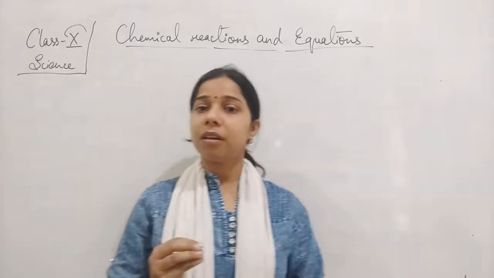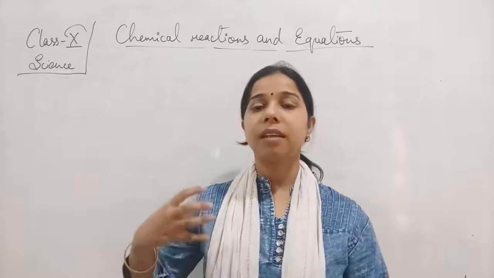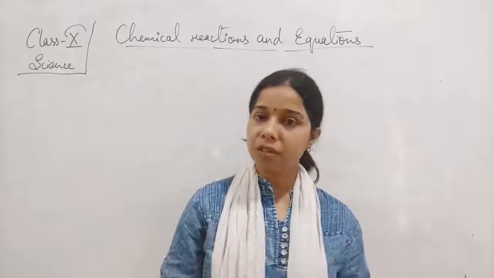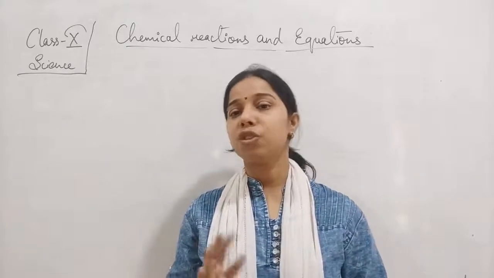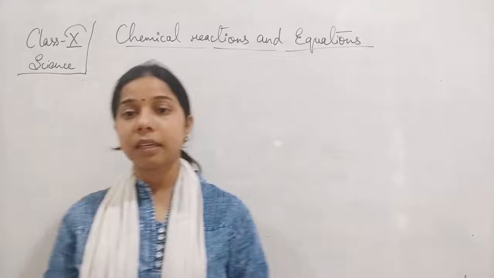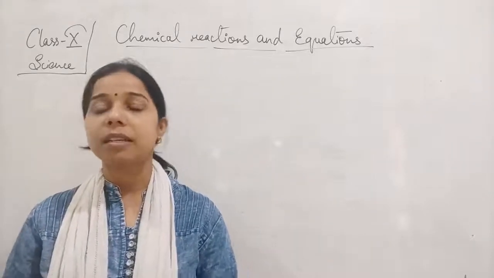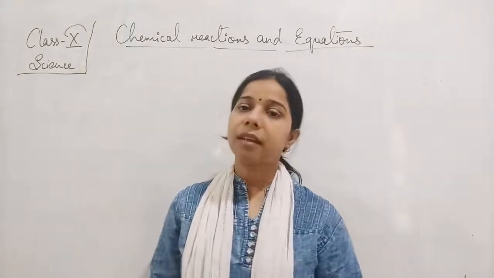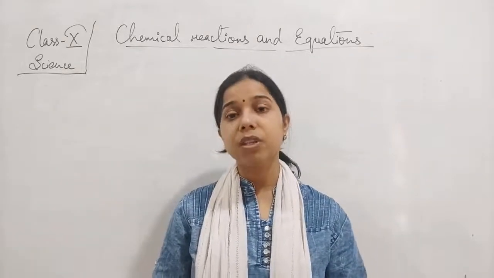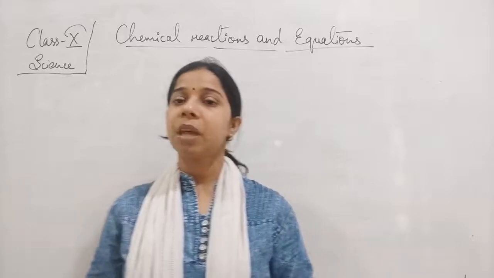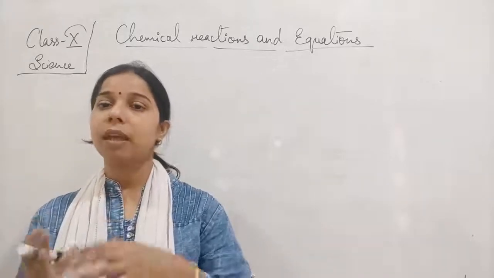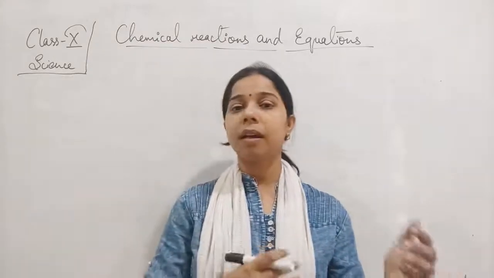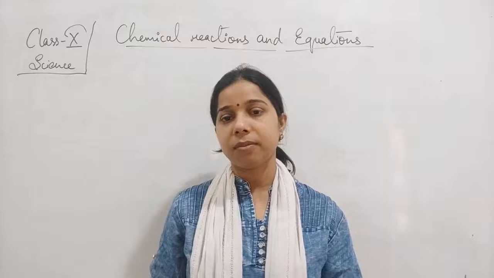So, if in a reaction there is an evolution of a gas, or if a precipitate is formed, or if there is a change in the color, then we will say that a chemical reaction takes place. In the first case, the evolution of a gas, we discussed that when a reaction takes place, if any gas is released, that is a characteristic of a chemical reaction.